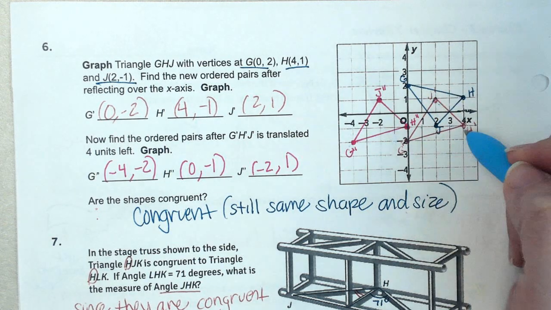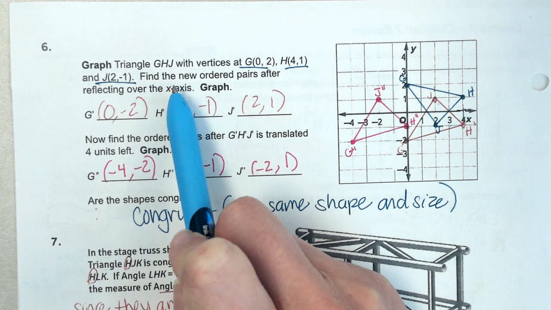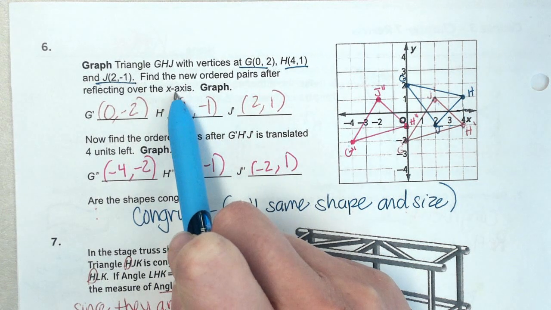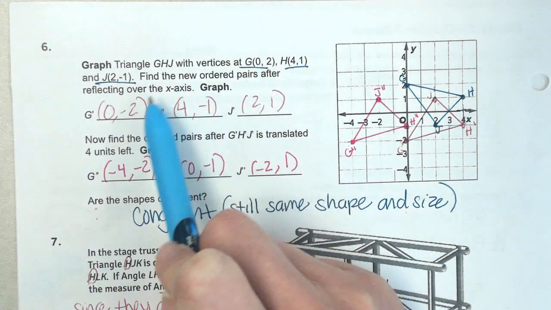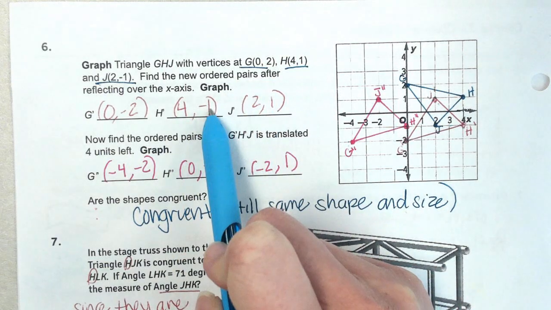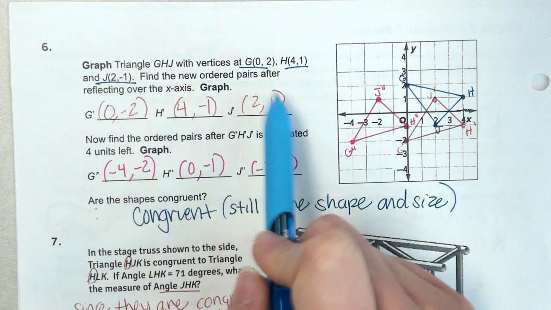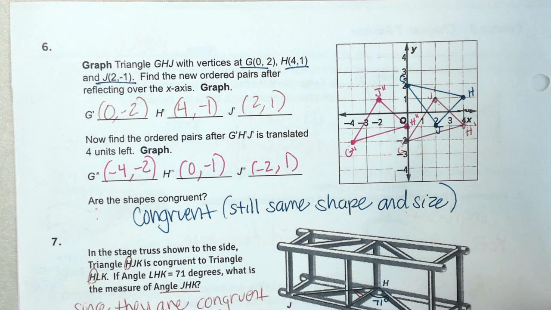If that's really difficult for you, you could remember the rule from last chapter. If it's the x-axis, the x value stays the same. So 0, and then the y becomes the opposite. Keep the 4. The y becomes the opposite. Keep the 2, the y becomes the opposite, and I'd get the same thing. So do whatever's easier for you. Go by the rules or go by the graph.